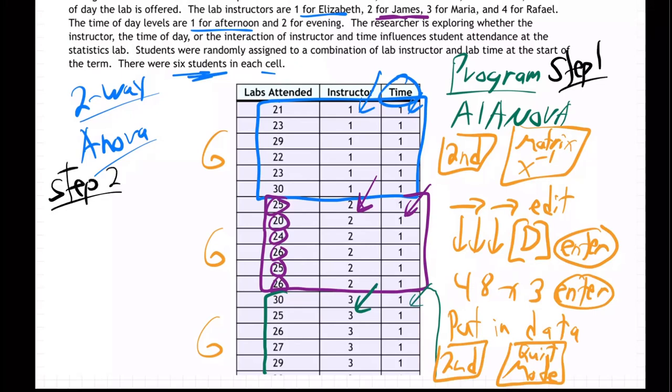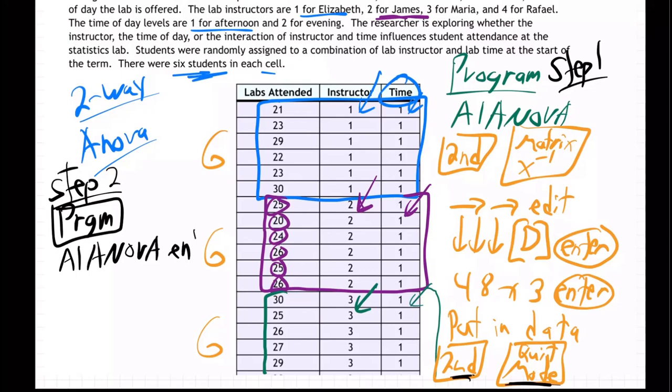Once you've got all that in and you've done second, quit, you're going to hit the program button, PRGM, and you're going to choose the A1 ANOVA program, wherever that is on your list of programs, and hit enter.